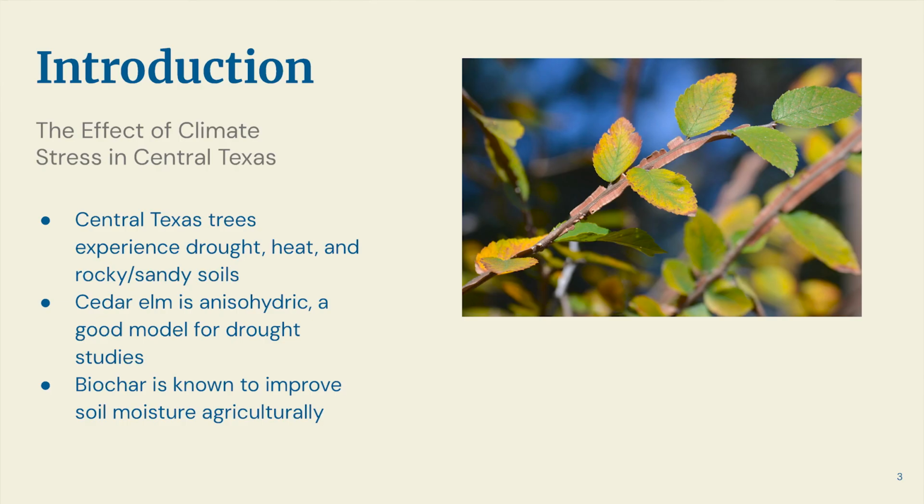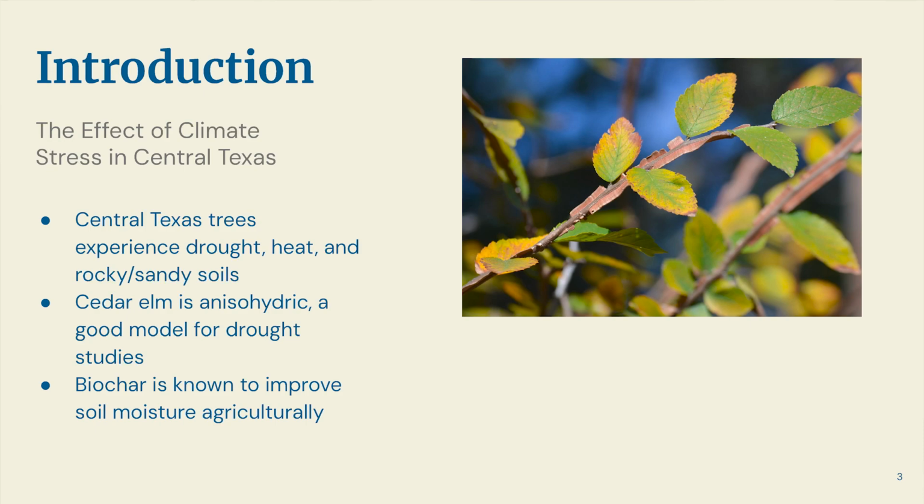So I mentioned this, but I have decided to study specifically cedar elm trees here. They are an anisohydric species, which means that during the day they do not close their stomata, which means they exhibit more water loss. The benefit to this is that they're able to photosynthesize longer, but it does mean that they get drought stressed easier, which is why they're a good model for studies that include looking at moisture of plants.